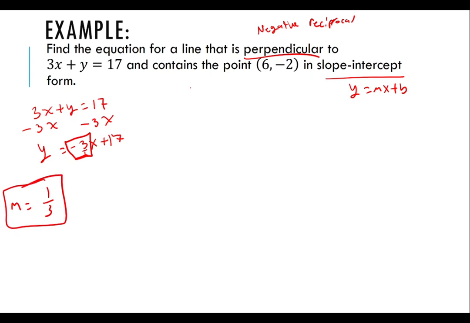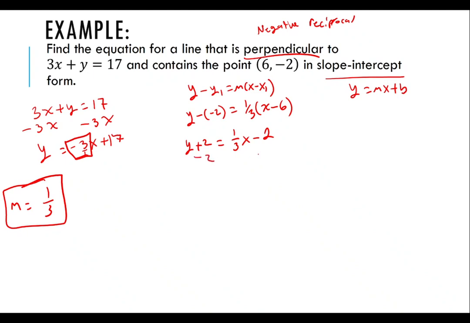We have the point 6, negative 2, point-slope form, y minus y1 is equal to m times x minus x1, and then I've got y minus negative 2 is equal to 1/3 times x minus 6, and then I've got y plus 2 is equal to 1/3 x. 1/3 times negative 6 is negative 2. And then because we want our answer in slope-intercept form, let's solve for y. Minus 2, minus 2, y is equal to 1/3 x minus 4.